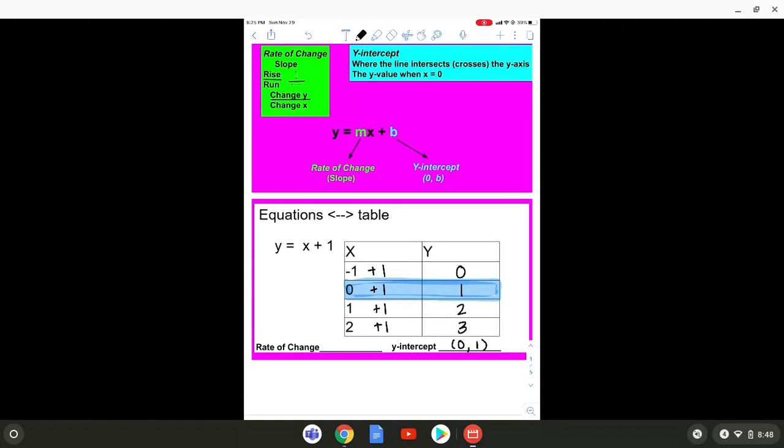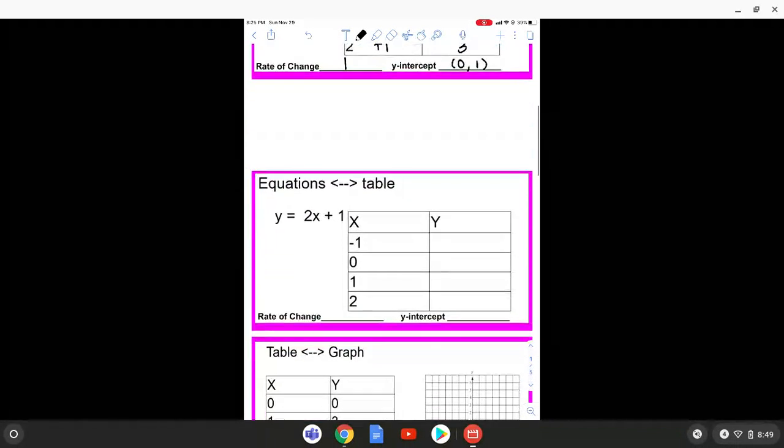Okay? And my rate of change is just my coefficient. So right here, where I basically have 1x, okay? Remember, if you just have x, your coefficient is 1. That's my rate of change or my slope. And so that's going to be 1 in this case. Whenever you have just x like that, your rate of change is always 1. Okay? If there's not a number, your rate of change is 1.